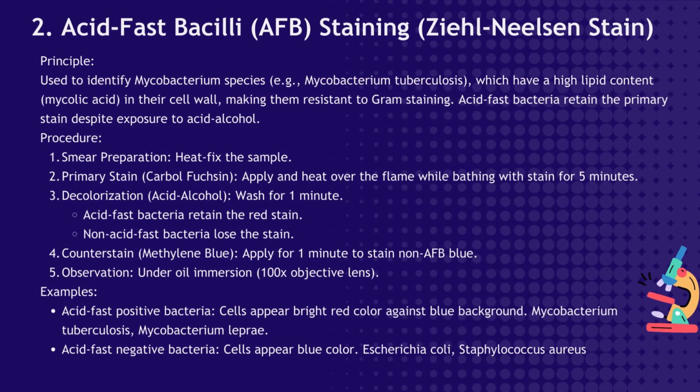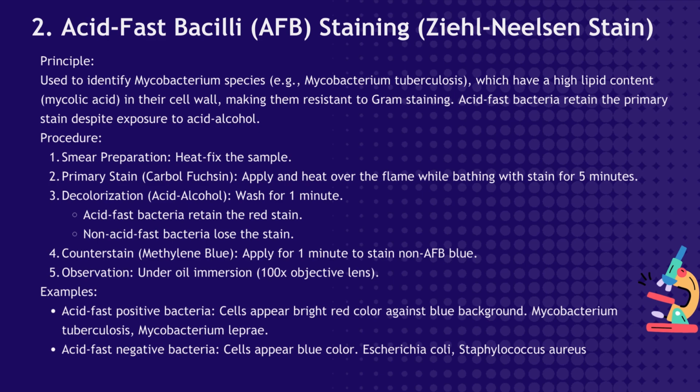Acid-fast bacilli, AFB staining, Ziehl-Neelsen stain. Principle: used to identify Mycobacterium species, e.g. Mycobacterium tuberculosis, which have a high lipid content, mycolic acid, in their cell wall, making them resistant to Gram staining. Acid-fast bacteria retain the primary stain despite exposure to acid alcohol.